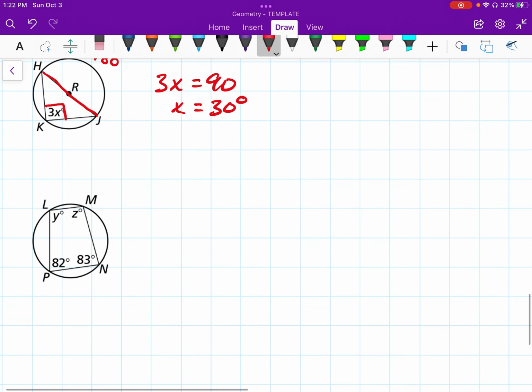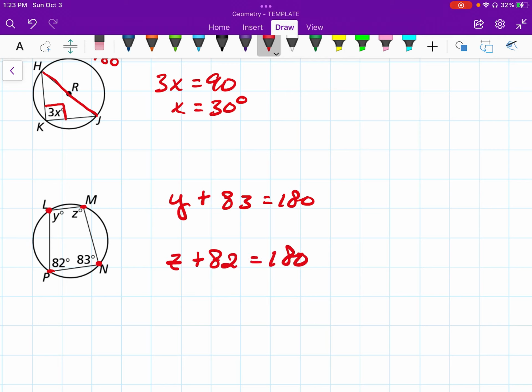Next up, this one is a four-sided figure. It's a quadrilateral. It's inscribed in a circle because all of its endpoints, its vertices here, are all on the circle. So I can say, well, y plus its opposite angle, which is 83, is 180. And I can also say that z plus 82 is 180. So y would be, what would y be? 97, and z would be 98.